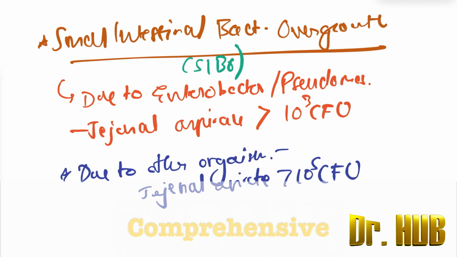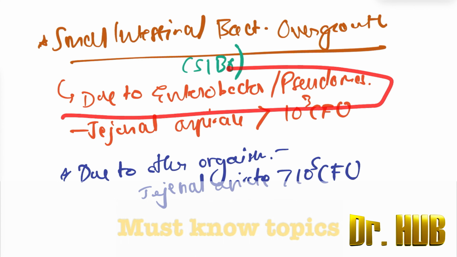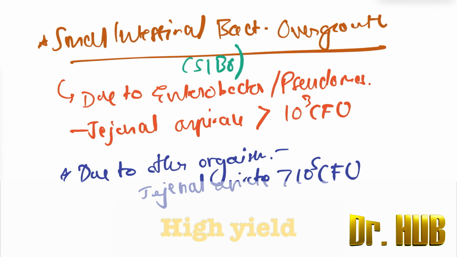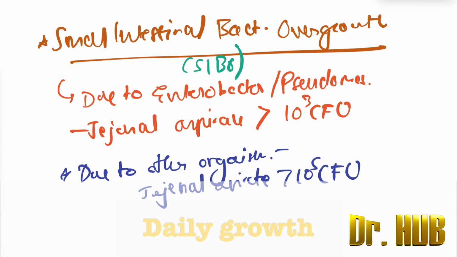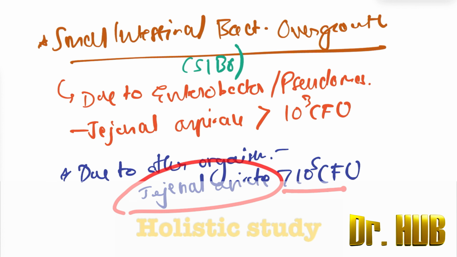So let's recap. We saw small intestinal bacterial overgrowth, that is SIBO. This is due to Enterobacter as well as Pseudomonas, with jejunal aspirate greater than 10 to the power 3 CFU, and it can also be due to other microorganisms, with jejunal aspirate greater than 10 to the power 5 CFU.